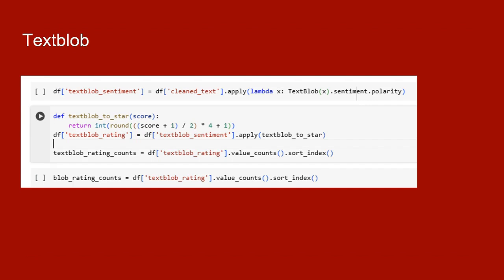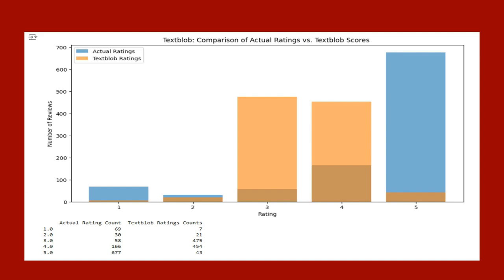Next, we use TextBlob, another tool for sentiment analysis. With TextBlob, we calculate the sentiment polarity for each review, just like Vader. These polarity scores range from -1 to 1. We also map the TextBlob polarity scores to a 1 to 5 rating scale. TextBlob doesn't capture sentiment trends well. There are noticeable differences when compared to actual ratings.